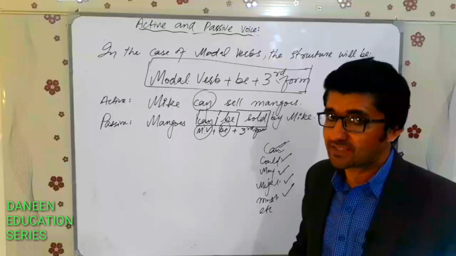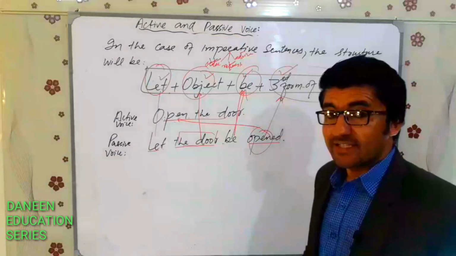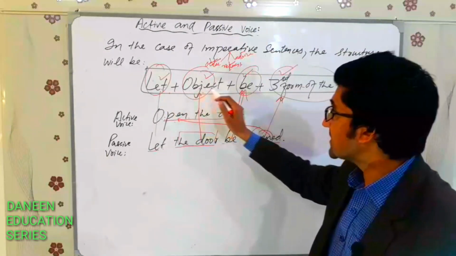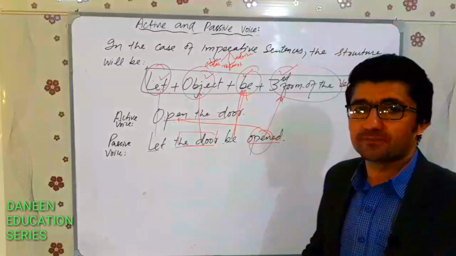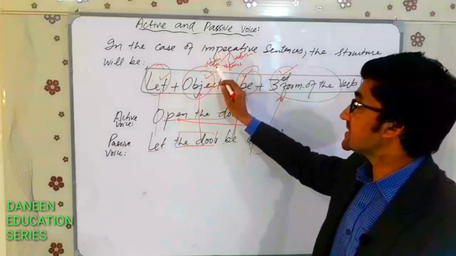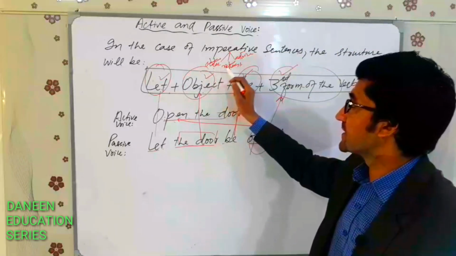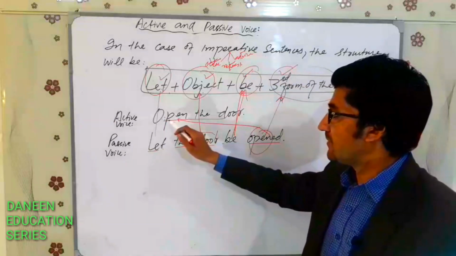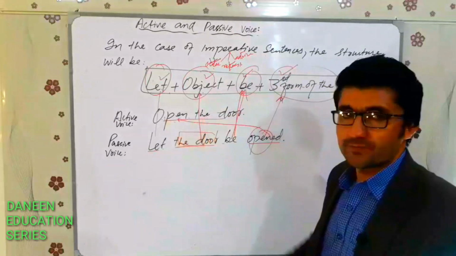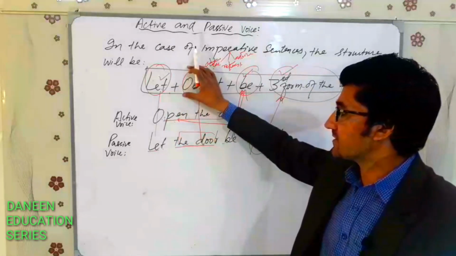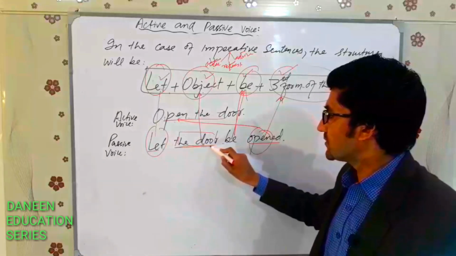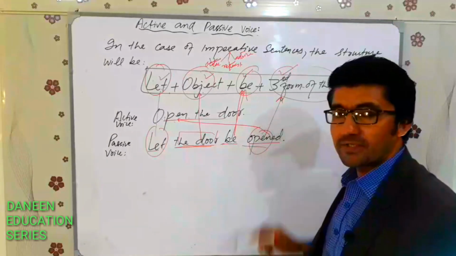Now let's talk about another point. Finally, in the case of imperative sentences, the structure will be let plus object plus be plus third form of the verb. An imperative sentence is a sentence that shows an order, request, or an advice. Let's look at this example. Open the door. According to the structure, we have used here: let the door be opened.